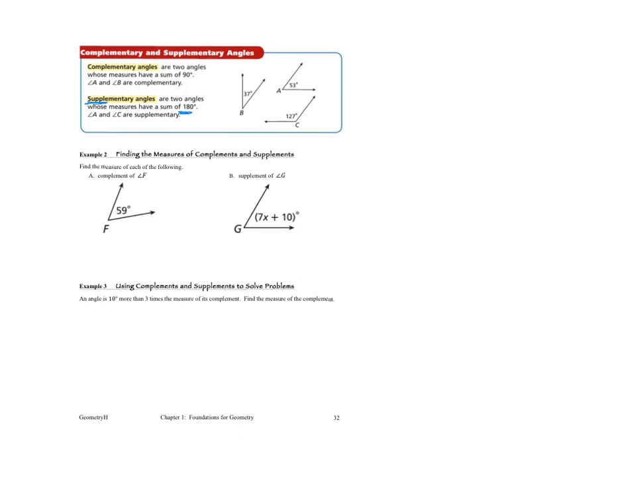Okay, so find the measure of each of the following. To find the measure of the complement, since it's a complement, it's 90 degrees. You do 90 minus what's given to you. So 90 minus 59, and we can calculate that, which would be 31 degrees.